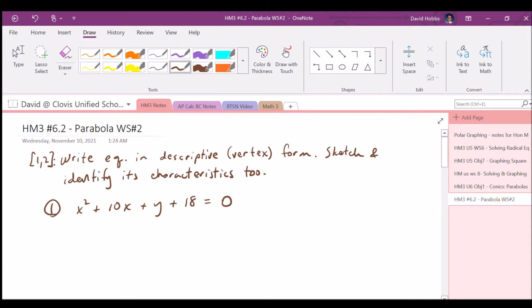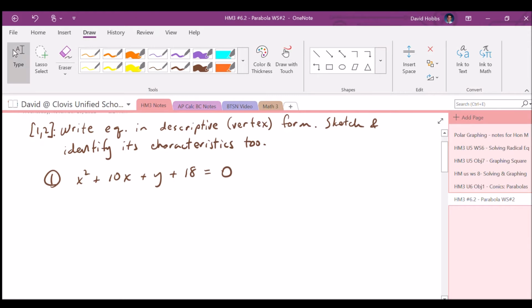Write the equation in descriptive form, which really is just vertex form. So keep in mind that it's either y equals a times x minus h quantity squared plus k, or x equals a times y minus k quantity squared plus h, or some variation of those, but these are the two that we tend to be working with. And we're also going to sketch and identify its characteristics.